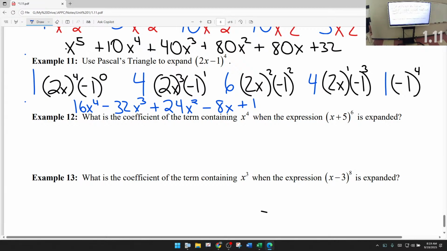Any questions about how I got any of those values? You guys can see how many places you can mess up on that, right?